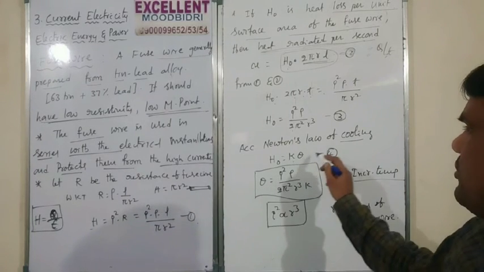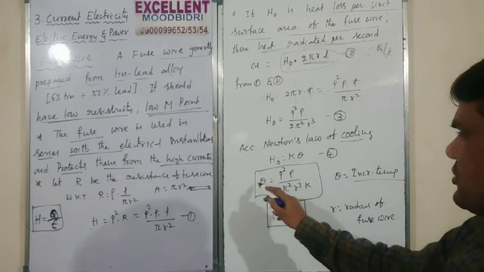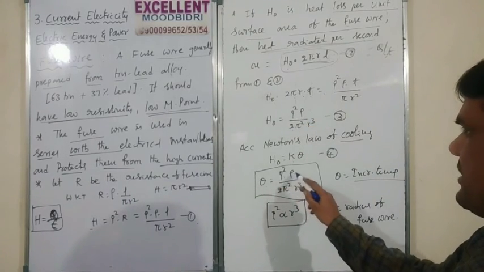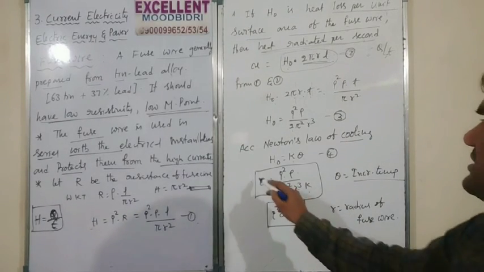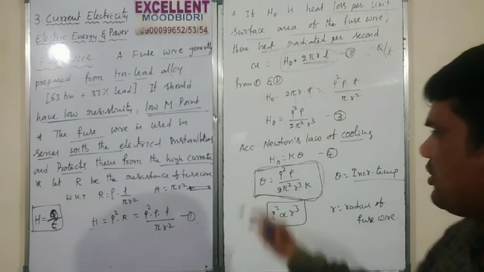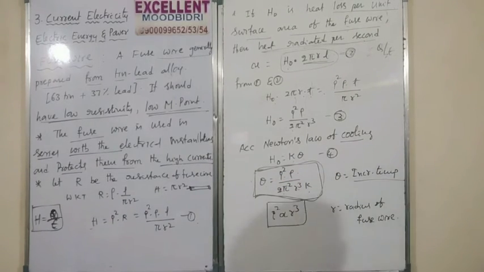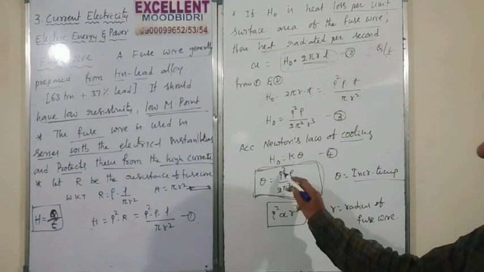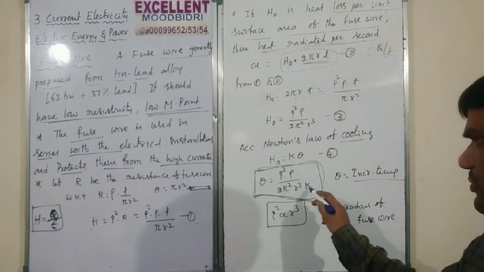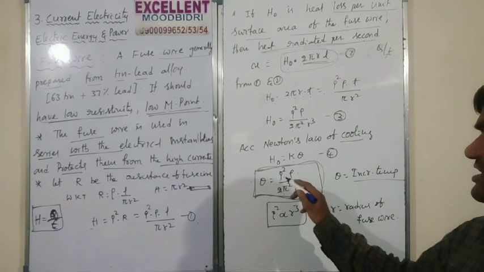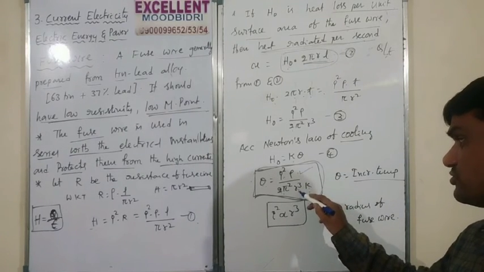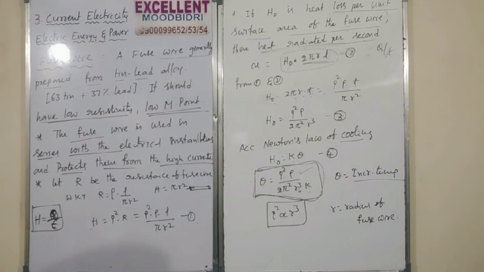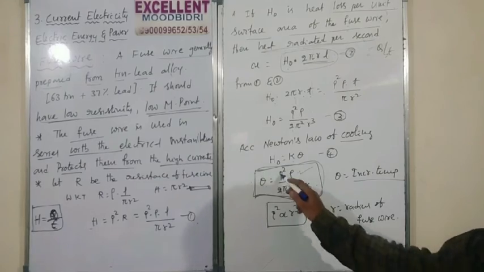Correct? So now from equation 4 and equation 3, K theta is equal to I square rho divided by 2 pi square into R cube. K is transferred this way. Therefore, this is our increase in temperature formula: how much the temperature can increase in the fuse wire. So theta is equal to I square rho divided by 2 pi square into R cube into K. Temperature is directly proportional to I square and directly proportional to the resistivity, inversely proportional to R cube, the radius, and this is a constant. I square is proportional to R cube, that is the relation between I square and R cube.